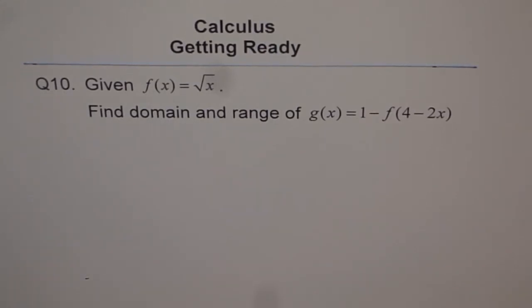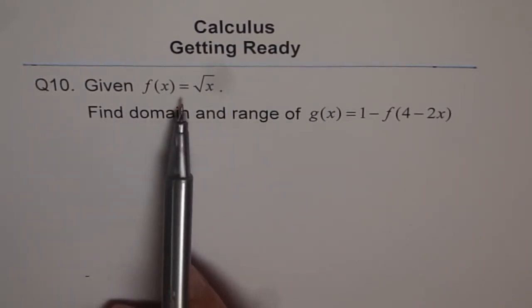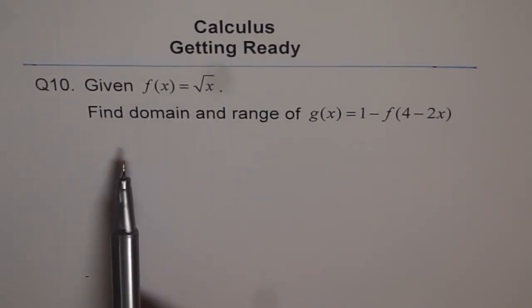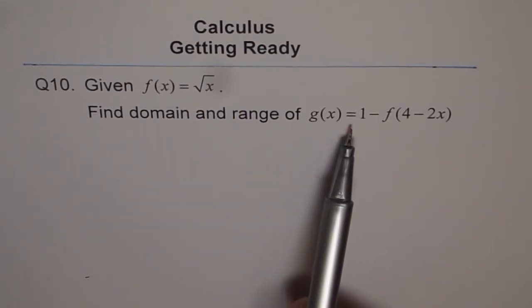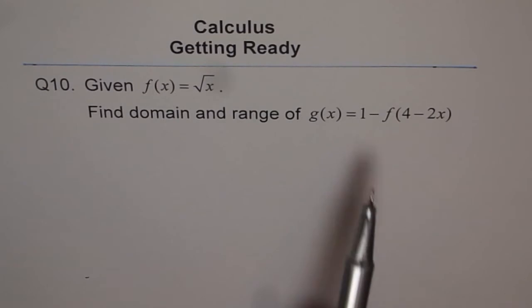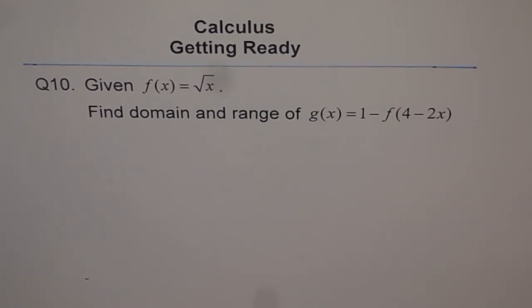Calculus, getting ready. So here is question number 10, and I'll keep it till question number 10 in this particular series. So this is the last question for you to get ready for calculus. And here we have a function f of x equals square root of x. Now you need to find the domain and range of g of x, which is equal to 1 minus f of 4 minus 2x. So try to do this problem, and if you have any difficulty, then you can look at my solution.